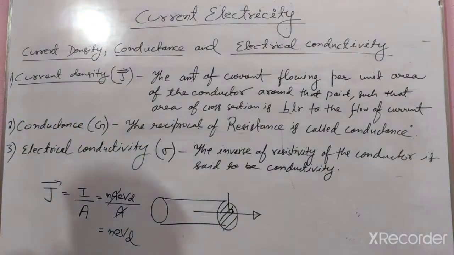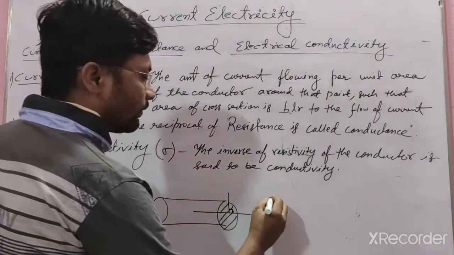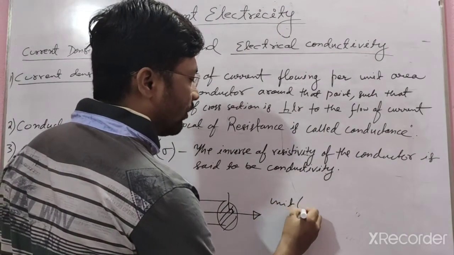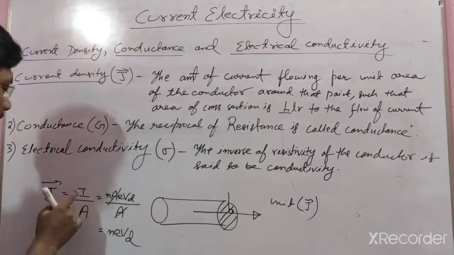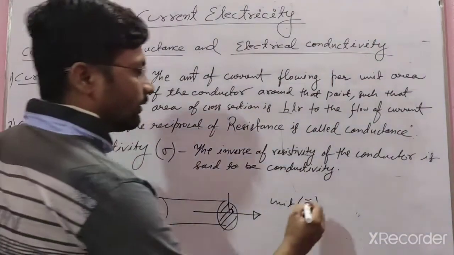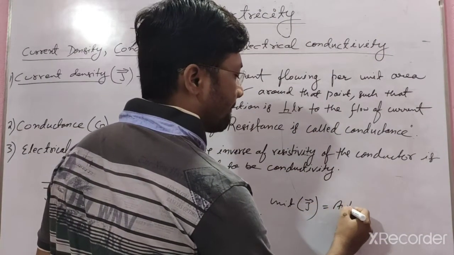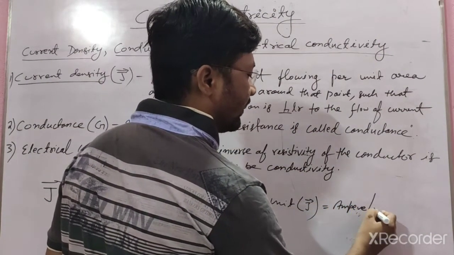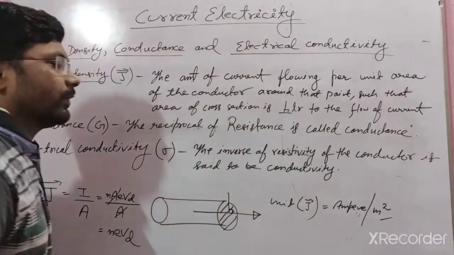Current density is a vector quantity because it has a particular direction. And what will be its unit? The unit of current density is current per unit area, which means ampere per meter square.